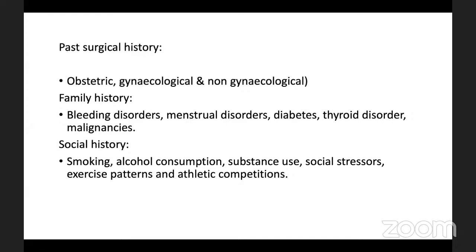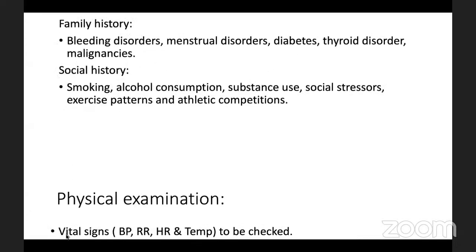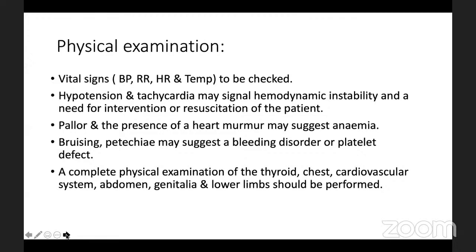So family history, we'd be looking at bleeding disorders in the family, menstrual disorders, chronic diseases like diabetes, thyroid disease, and malignancies. Then social history: smoking, alcohol consumption, substance use, social stressors to the patient, exercise pattern and athletic competitiveness. Okay, next slide, Prof. Examination.